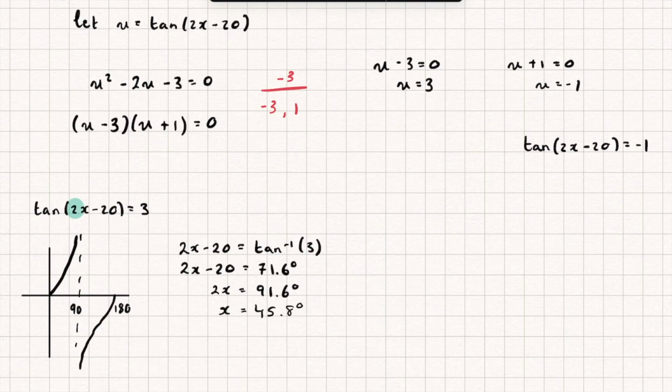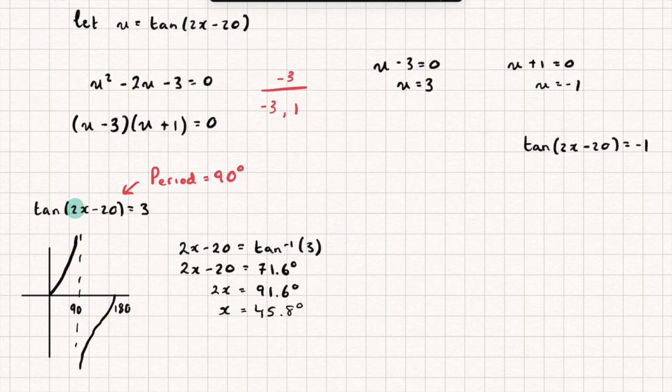Well, there's this 2 in front of the x, which is going to be a stretch with scale factor 1 over 2 parallel to the x-axis, which means the period of this graph is going to be halved. So the period of tan is 180, and so the period of this function is going to be half that, it's going to be 90 degrees.